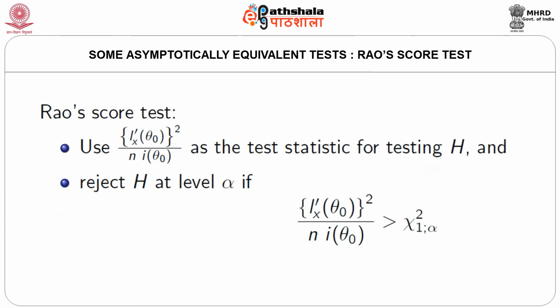Now, to get Rao's score test, due to the above discussion, use (l_x'(θ0))² by n times I(θ0) as the test statistic for testing the null hypothesis H, and reject the null hypothesis H at level α if the test statistic (l_x'(θ0))² by n times I(θ0) is greater than the critical point χ²(1, α).